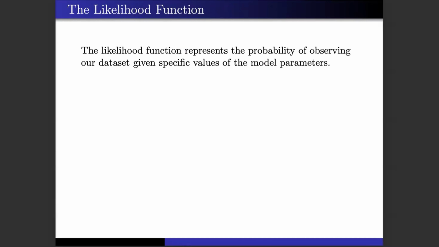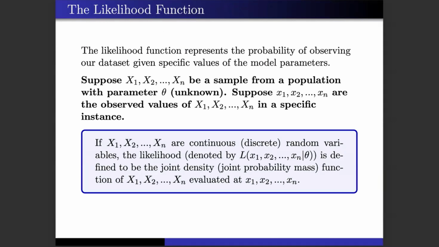Let's look at the definition of the likelihood function first. The likelihood function represents the probability of observing our data set given specific values of the model parameters. Suppose n random variables x1, x2 till xn are a sample from a population with parameter theta, and this parameter theta is unknown. If x1, x2 till xn are continuous random variables, then the likelihood function would be equal to the joint density function of these variables. And if all these variables are discrete random variables, then the likelihood function would be equal to the joint probability mass function of these random variables.